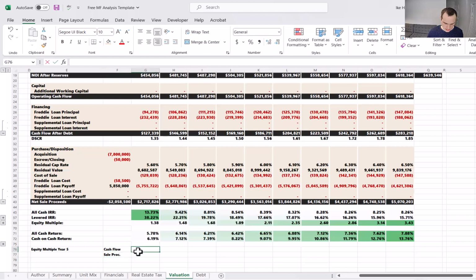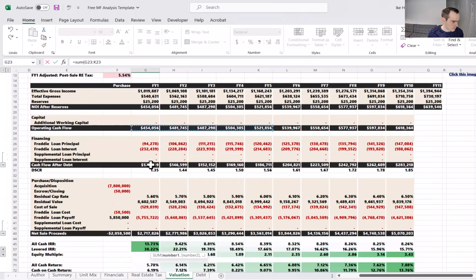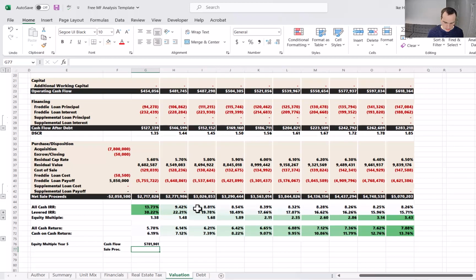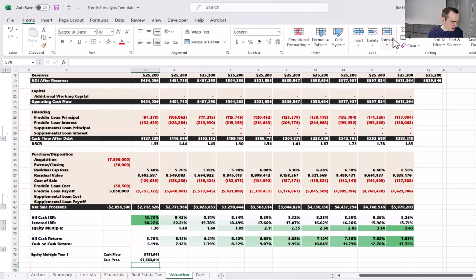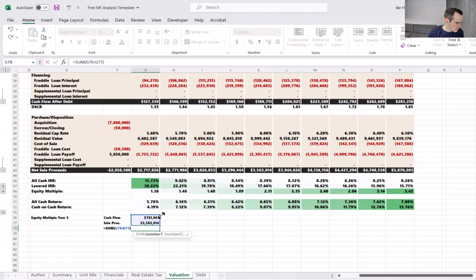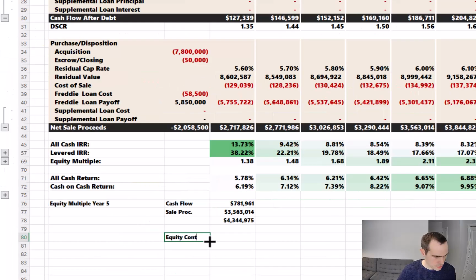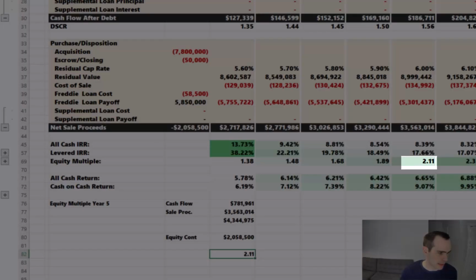So the cash flow, we would just come up equals sum and we'll come up and grab all of the cash flow after debt through year 5. And then in year 5, there were about $3.6 million in sale proceeds, and we can add all that together. And then the equity contribution was $2,060,000, and then the equity multiple in year 5 would just be the total cash flow and sales proceeds divided by the equity contribution. Remove some decimals, 2.11, which is what the model is calculating in year 5.